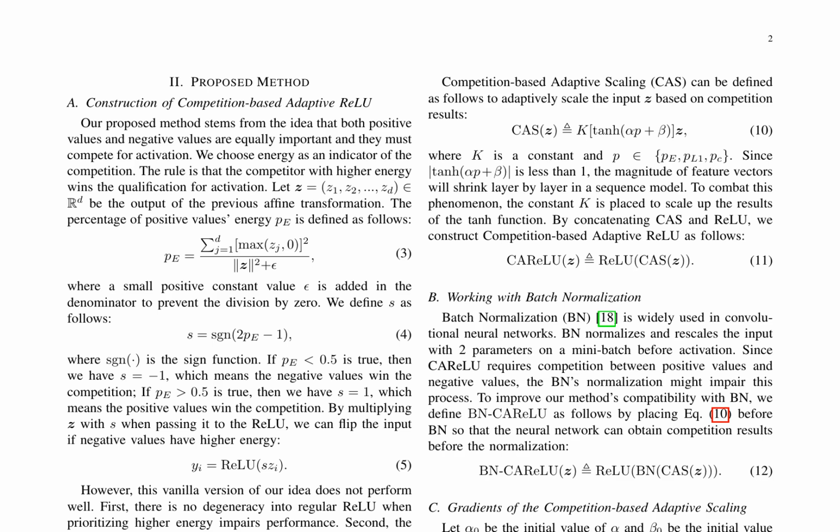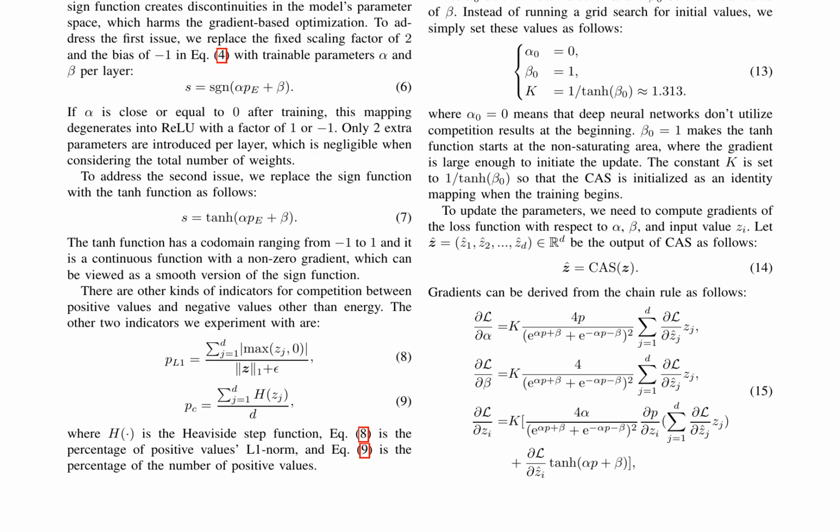However, they note that this vanilla version does not perform well due to two issues. Lack of degeneracy into regular ReLU when prioritizing higher energy impairs performance, and discontinuities in the model's parameter space are caused by the sign function. To address these issues, the authors introduce trainable parameters alpha and beta per layer, replacing the fixed scaling factor of 2 and bias of 1 in the sign function. They also replace the sign function with the tanh function to create a smooth version of the sign function.